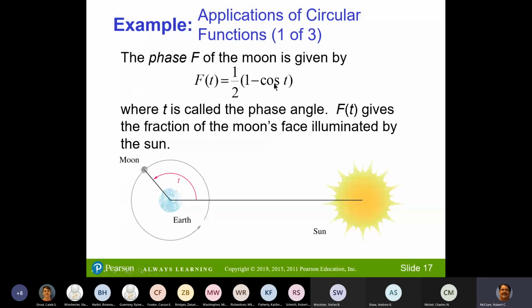You might want to write this down because f of the moon is given by f of t is equal to 1/2 times (1 minus cosine of t), where t is called the phase angle. F of t gives the fraction of the moon's face illuminated by the sun.